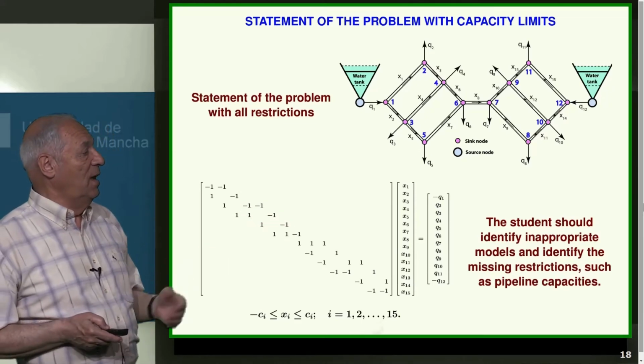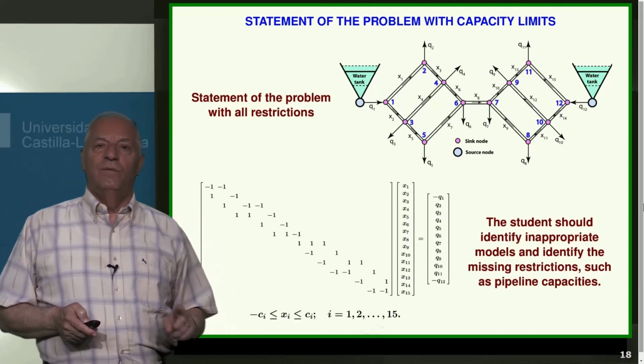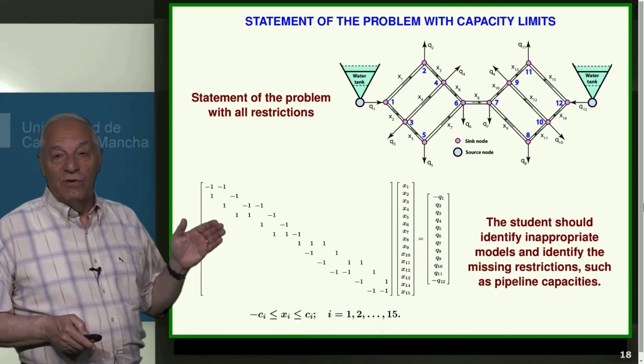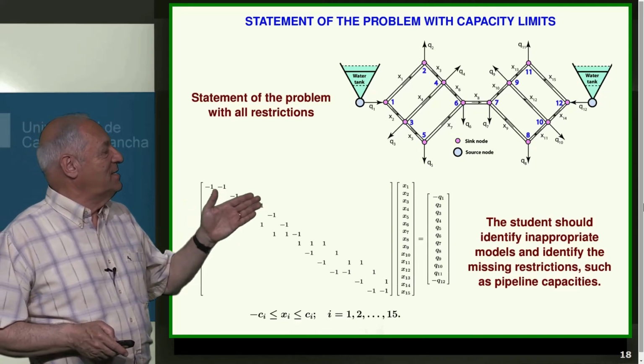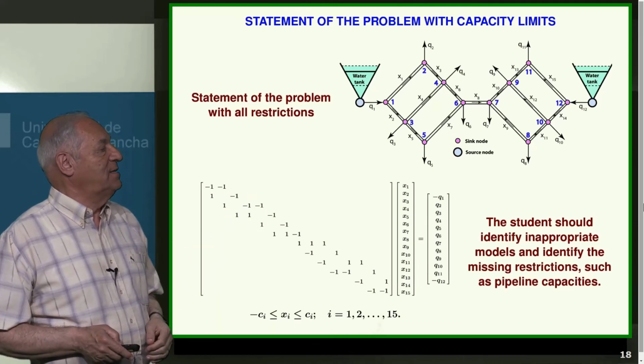Then, we no longer have a system of equations, but a system of inequalities. If we complete the system, this is what we get. We get that system that you have there. This is the problem that we have to solve with capacity limits.